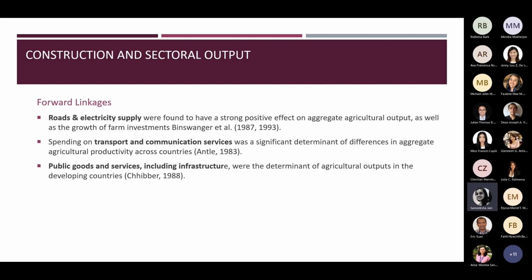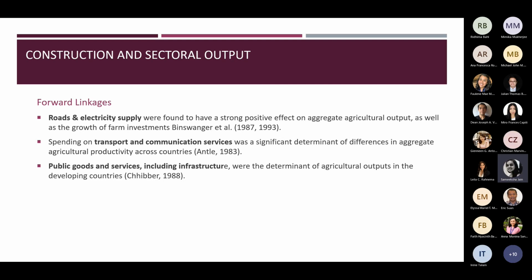Here are some examples up on the slide of studies that were done, particularly talking of the agricultural output here, interestingly, covering various sectors. For example, roads and electricity were found to have strong positive effect on agricultural output. In one of the studies, the spending on transport and communication services was a significant determinant across a bunch of countries in another study. And in the third study, the public goods and services, including infrastructure, were also seen as key determinants of agricultural output.